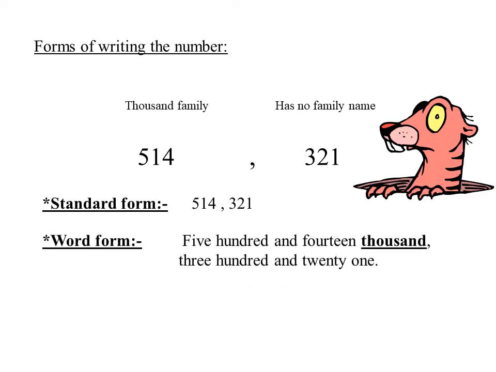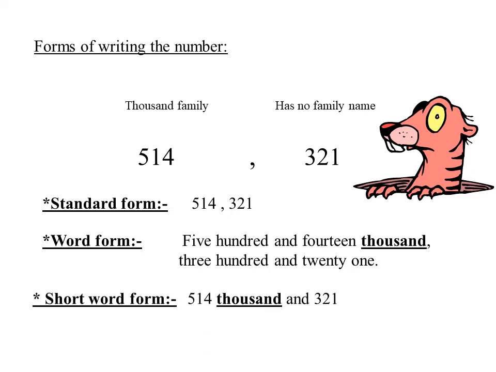The second form is word form. We use the letters to write the number. We write the number 514, then we write the family name thousand, and 321. The third form is short word form. We use the digits and the letters to write the family name: 514 in digits, then the family name thousand, and 321.